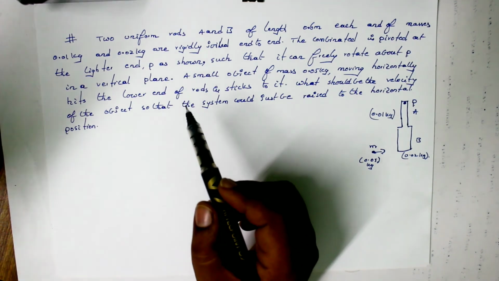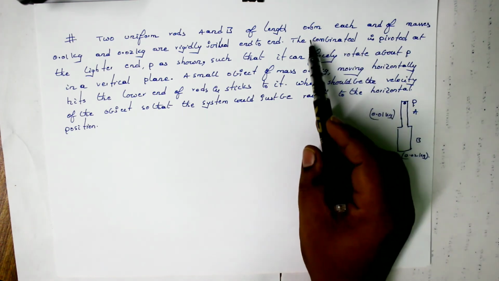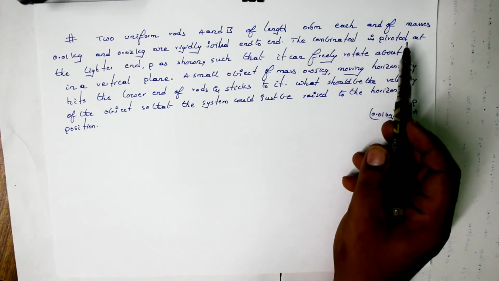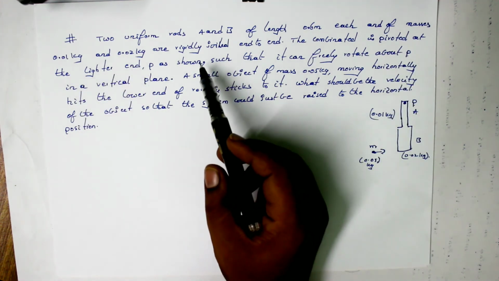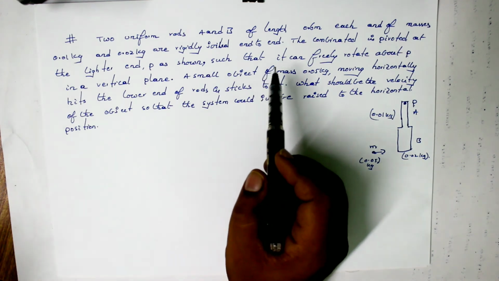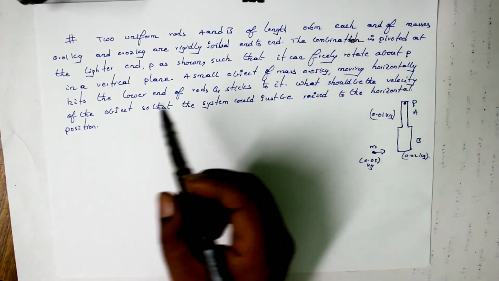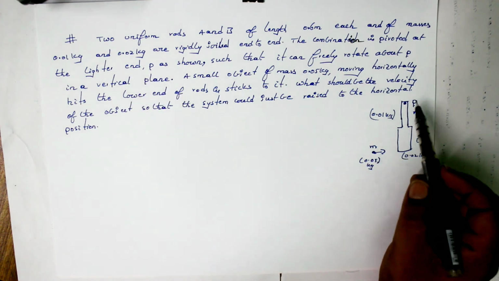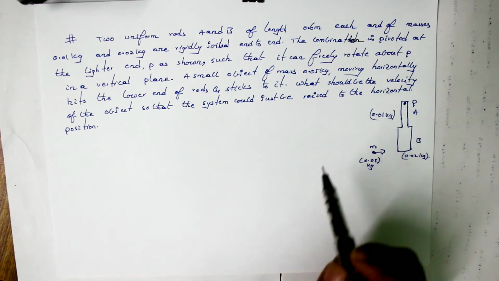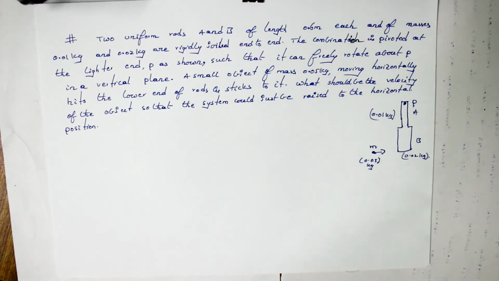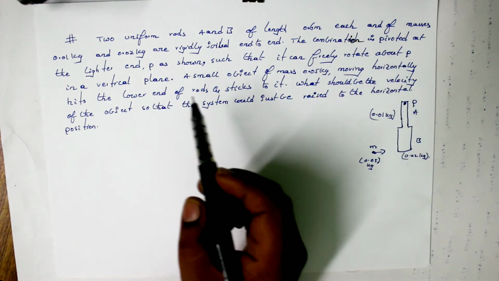Two uniform rods A and B. So this is rod A, this is rod B, each of length 0.6 meter and masses 0.01 kg and 0.2 kg, rigidly joined end to end. The combination is pivoted at the lighter end P as shown. So this is the horizontal axis around which this rod can rotate in a vertical circle, such that it can freely rotate about point P in a vertical plane.